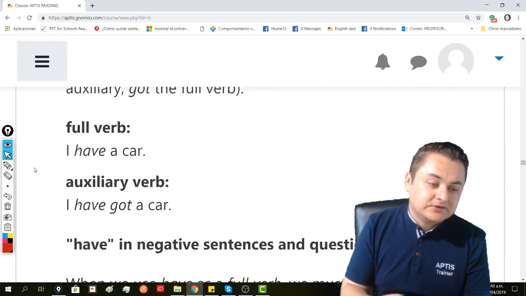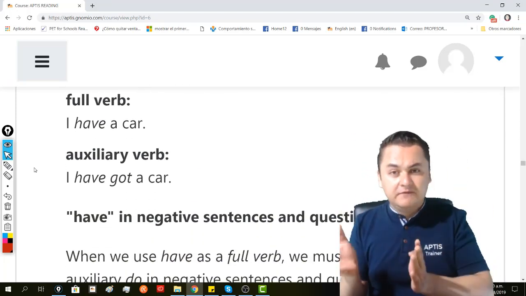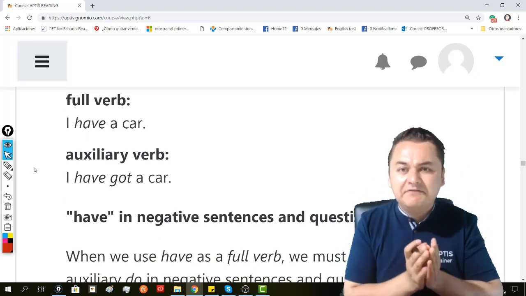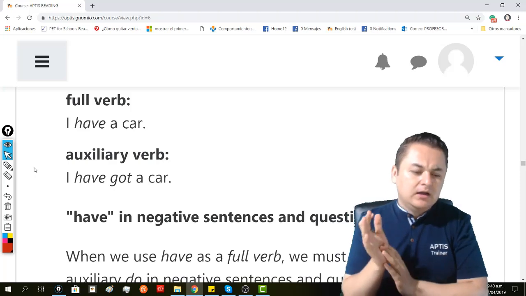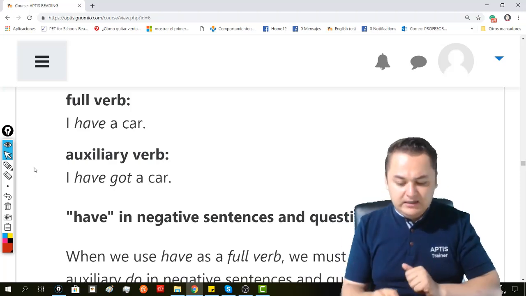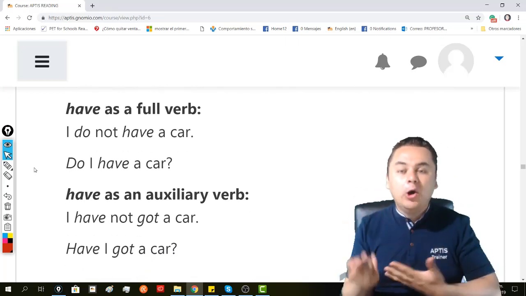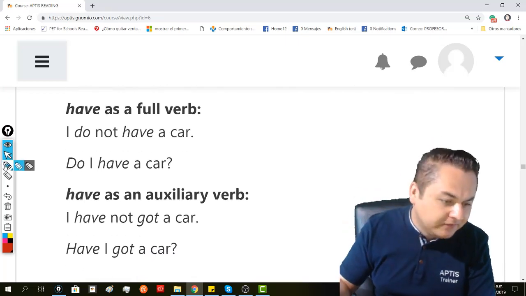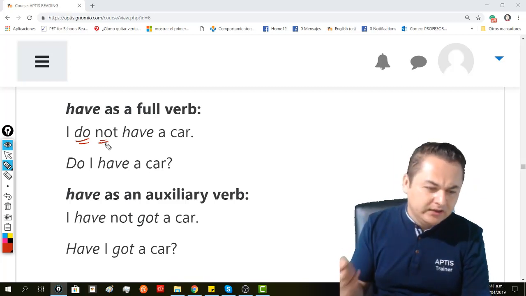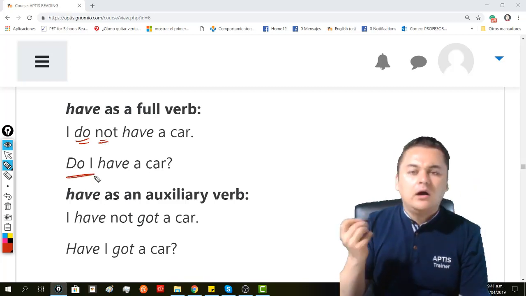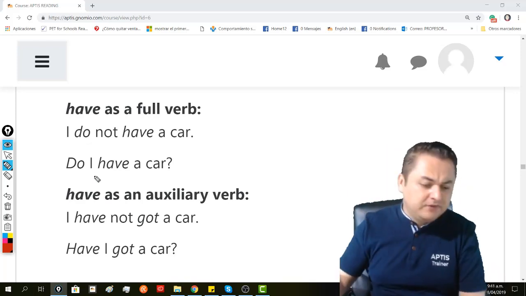Here are some examples. I have a car. I'm not using another verb. I am using the verb to have as a full verb. I have a car. I have got a car. I can negate these ones. Remember, if you're going to say no, you need the help of another verb. This is why you say I do not have a car. Do I have a car? I am using the help of other verbs, auxiliary verbs.